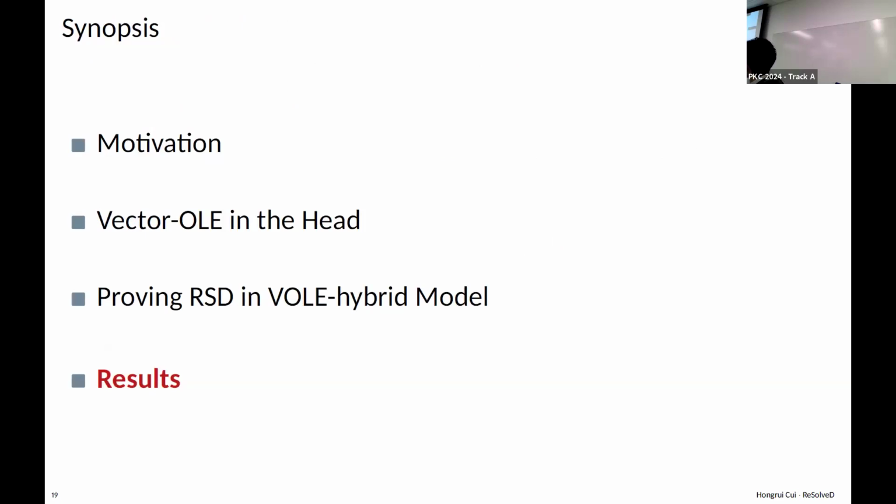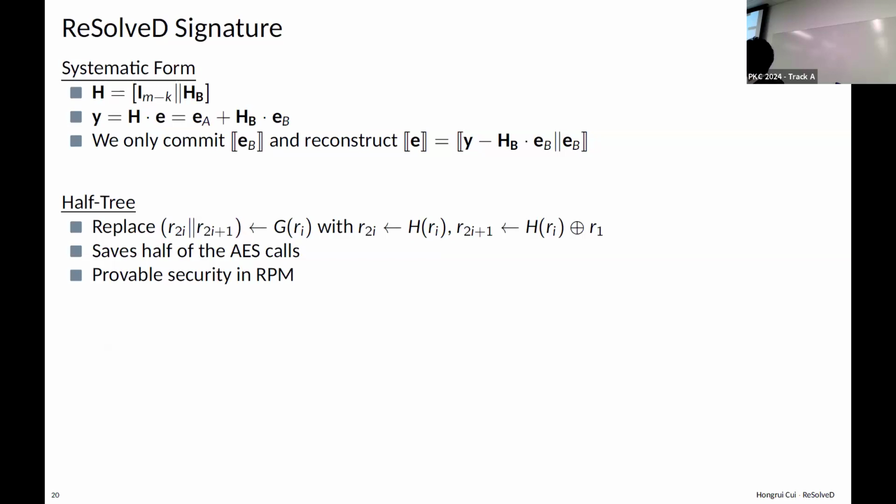Finally, for the experimental results, in the signature scheme, we additionally apply two optimizations. The first one is folklore in the literature. Namely, we can consider the parity check matrix to have the systematic form. This allows the prover to only have to commit to the shorter vector EB, and they can reconstruct the whole vector using this linear correlation.